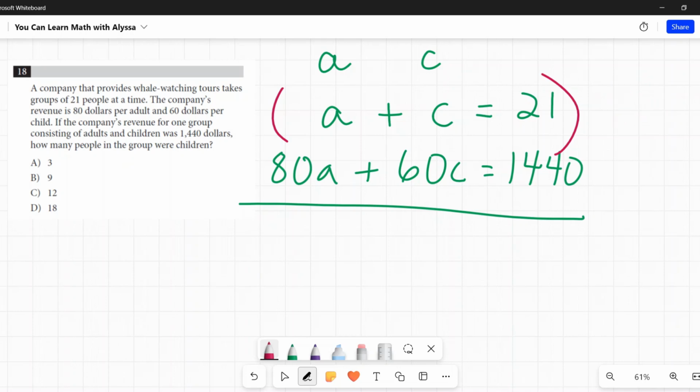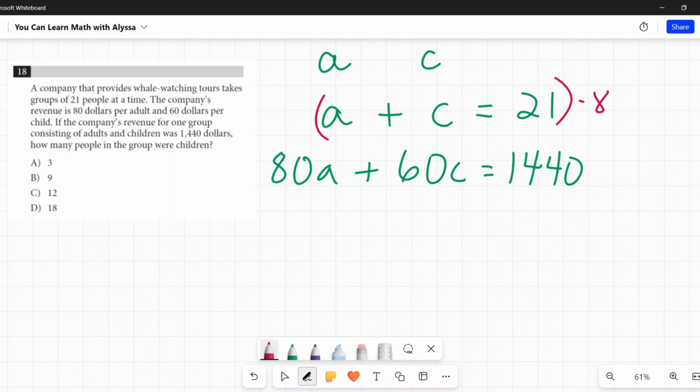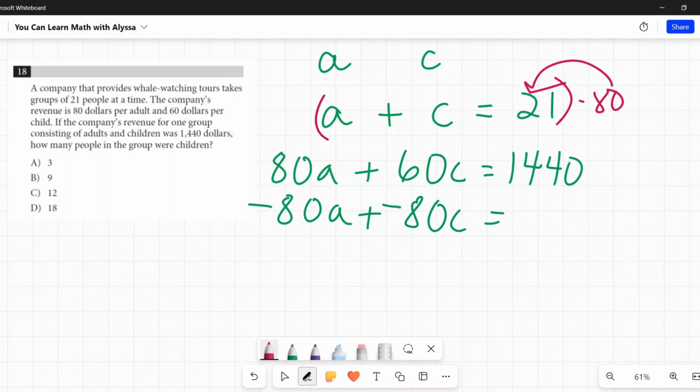Okay, so what happens when we do that? And I am going to write it down here, down below. So when I multiply all of this by a negative 80, I get negative 80 times A is negative 80A. Negative 80 times C is negative 80C. And negative 80 times 21. Oh, is that 1,680? Negative 1,680?